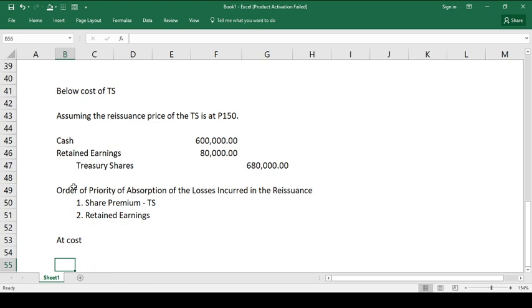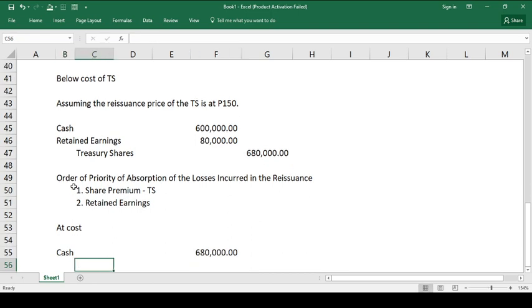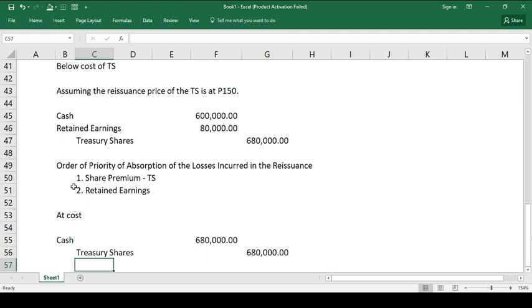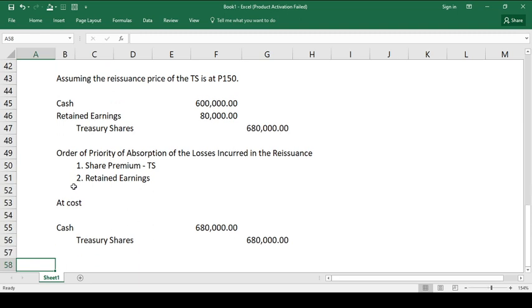So, if it was reissued at cost, our entry will be simple. We debit cash at its cost, which is 4,000 times 170, then we credit treasury shares. Parang ni-reverse mo lang yung reacquisition na entry natin, if the reissuance was made at cost. That is reissuance. The next transaction that may affect treasury shares is on the retirement.